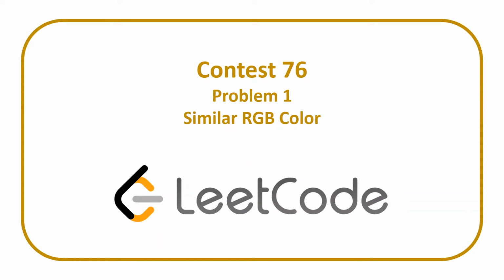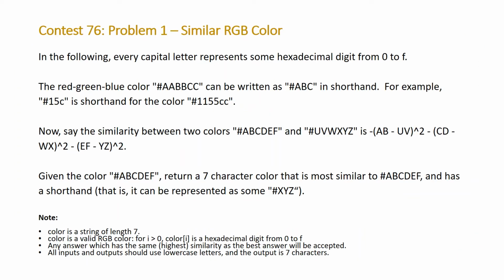Our first problem we'll be covering is problem 1 from LeetCode Contest 76, entitled Similar RGB Color. The problem states: in the following, every capital letter represents some hexadecimal digit from 0 to F. The red, green, blue color #AABBCC can be written as #ABC in shorthand. For example, #15C is shorthand for the color #1155cc. Now say the similarity between two colors #ABCDEF and #UVWXYZ is -(AB - UV)^2 - (CD - WX)^2 - (EF - YZ)^2.